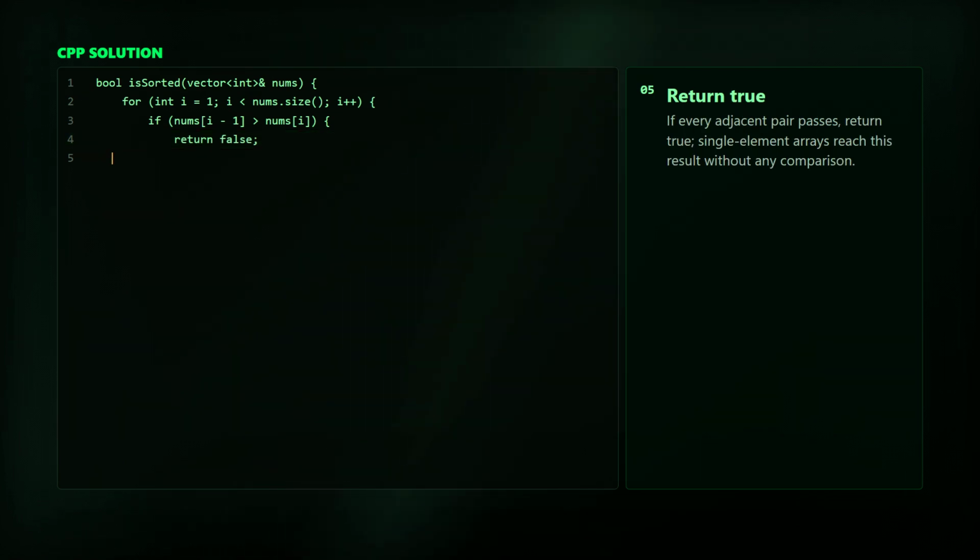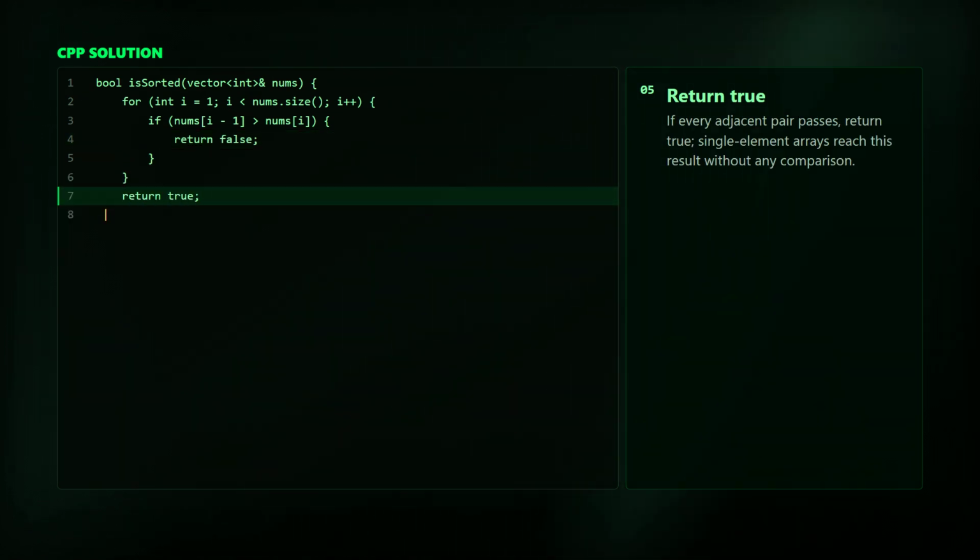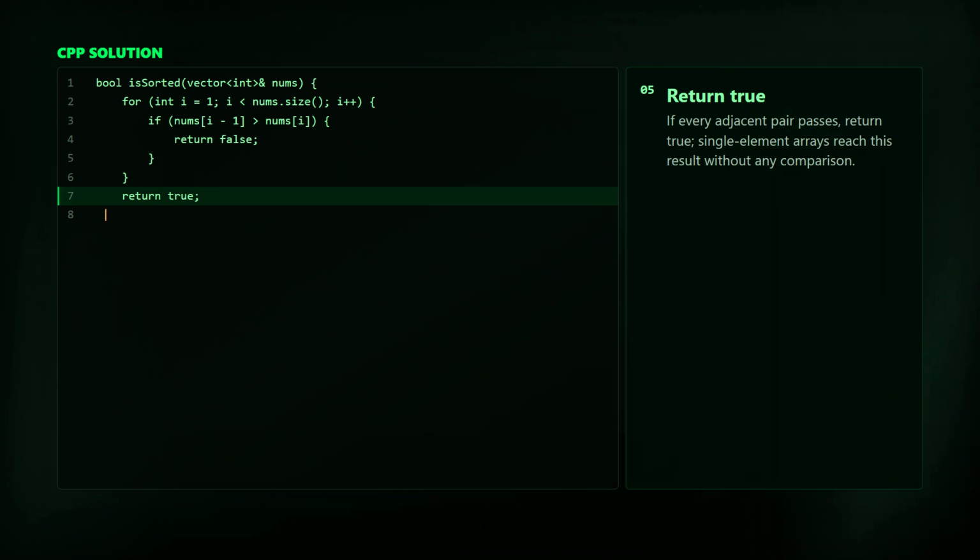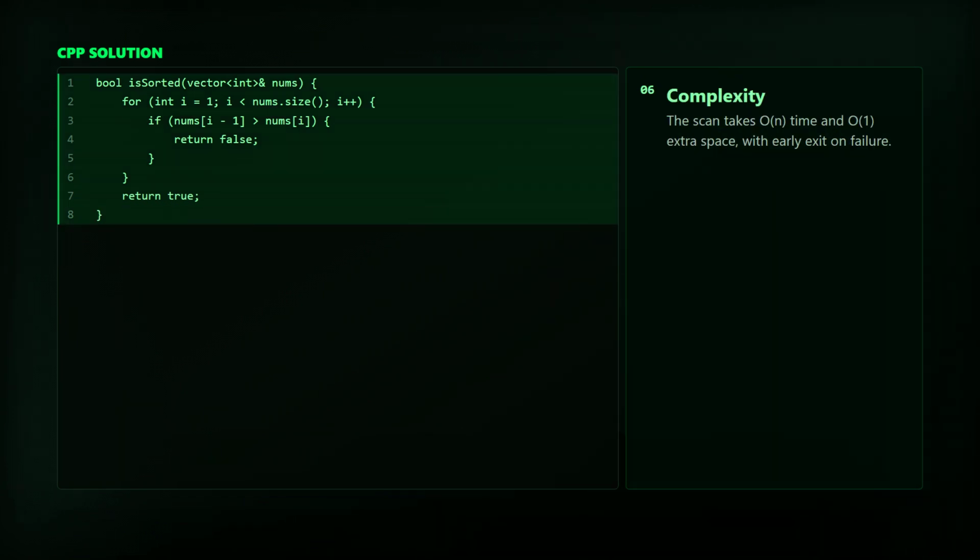If every adjacent pair passes, return true. Single-element arrays reach this result without any comparison. The scan takes O of n time and O(1) extra space, with early exit on failure.